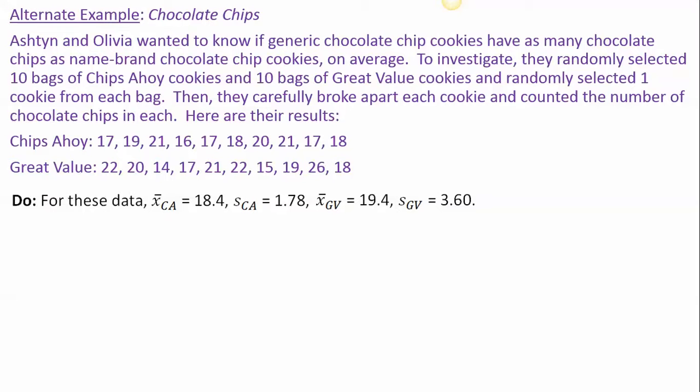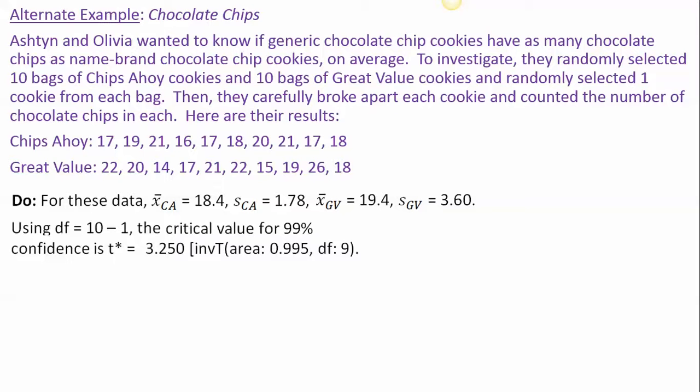So for these data, we have a mean of 18.4 and a standard deviation of 1.78 for the Chips Ahoy cookies, and we have a mean of 19.4 and a standard deviation of 3.6 for the Great Value cookies. Now you would put both of these lists in your calculator and individually calculate your mean and your standard deviation using the calculator so you don't have to be bogged down with the formulas. We're going to find our degrees of freedom by taking 10 minus 1, and the critical value for a 99% confidence interval, and we plug that into our calculator to determine what our t-value is going to be.